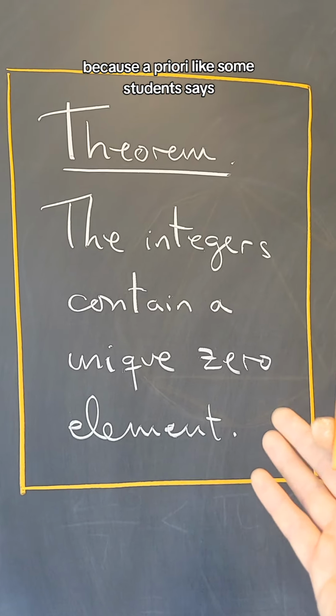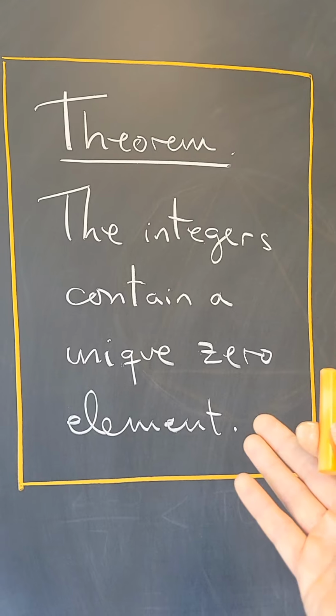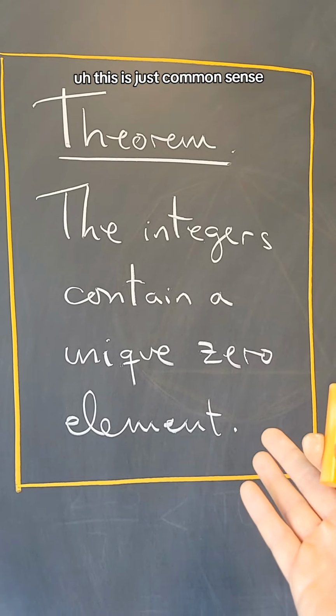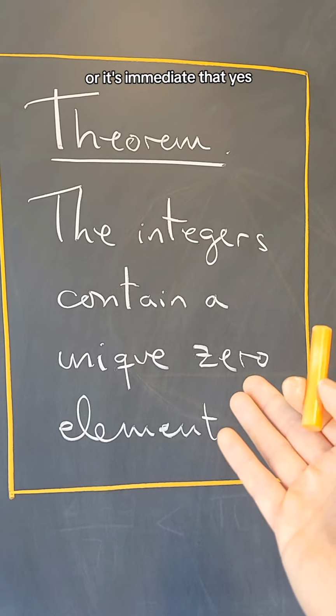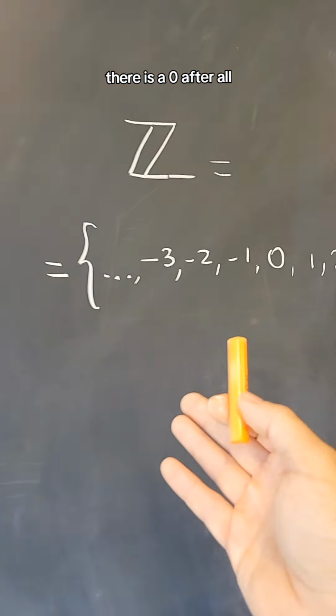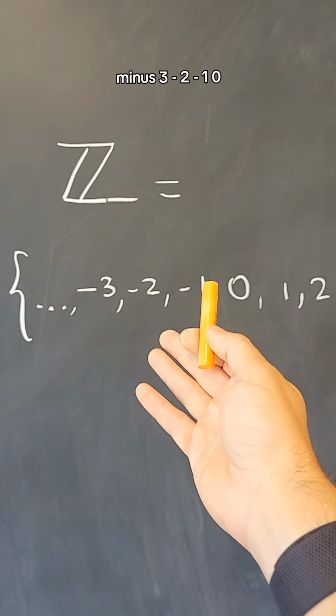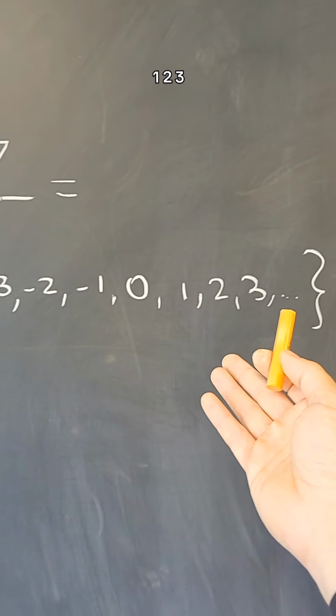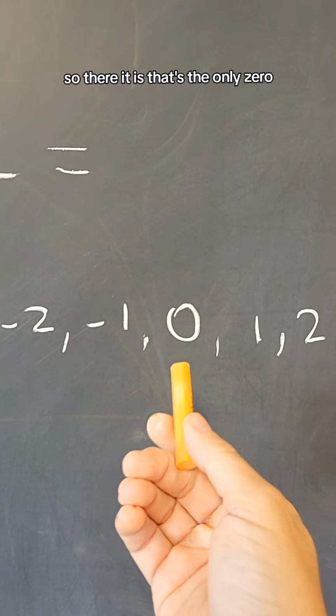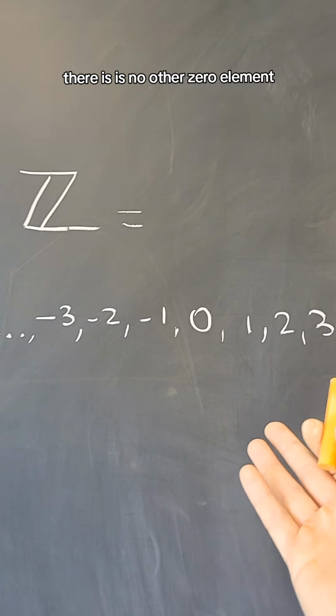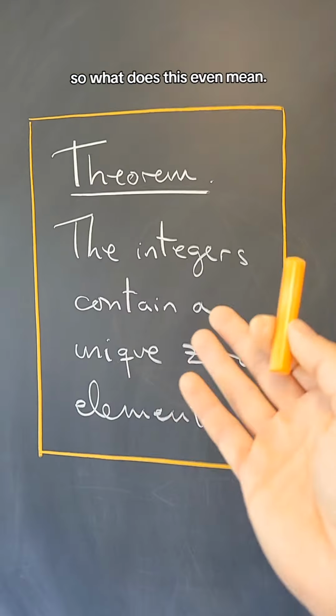proofs, because a priori, some student says, this is just common sense, or it's immediate that yes, there is a zero. After all, how do we define the integers? The integers are the numbers minus 3, minus 2, minus 1, 0, 1, 2, 3. So there it is. That's the only zero. There's no other zero element. So what does this even mean?